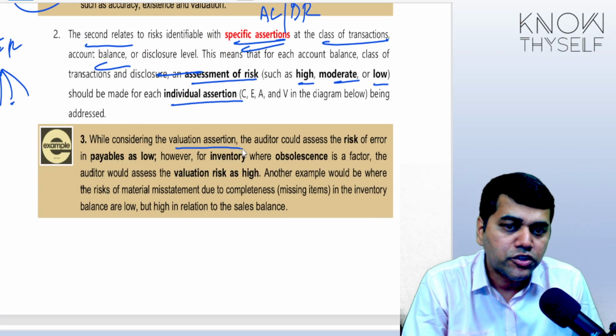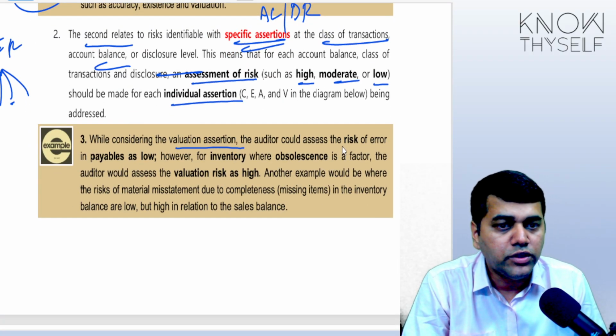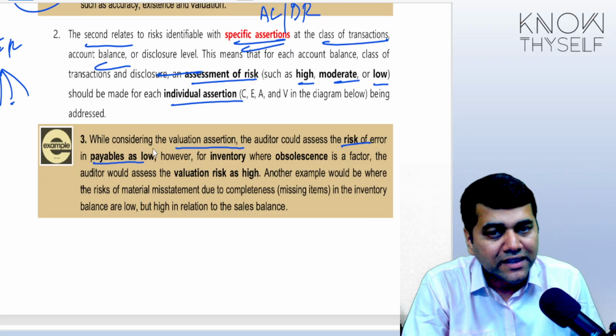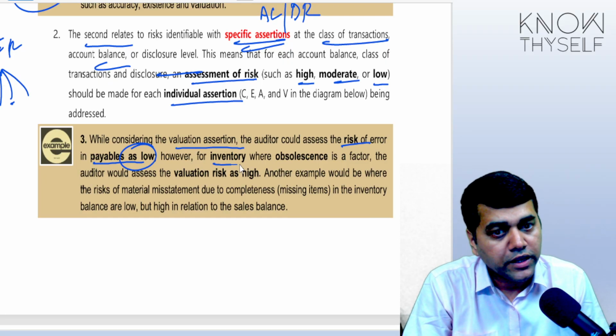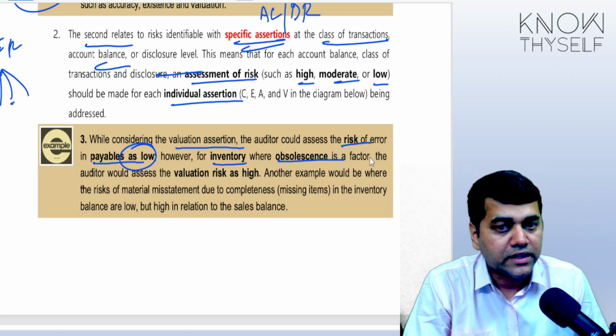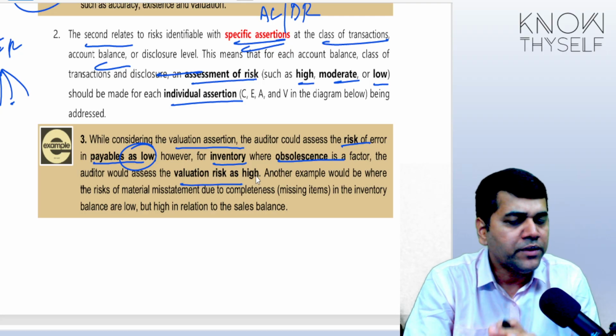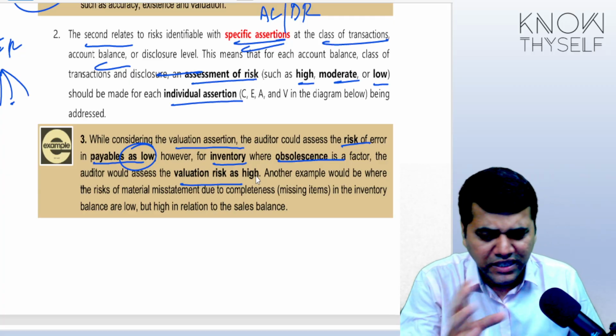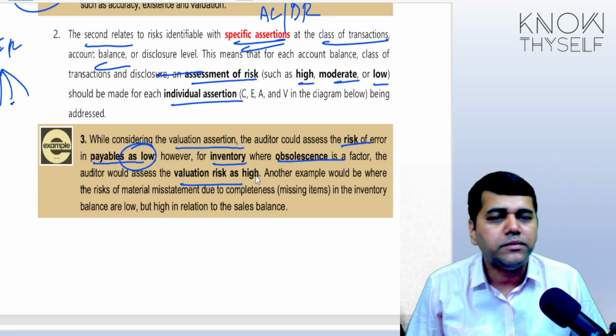While considering the valuation assertion, the auditor could assess the risk of error in payables as low. However, for inventory, obsolescence is a factor. The valuation risk is very high. That's why we cannot say, students. That's why it's all item to item, it's going to differ.